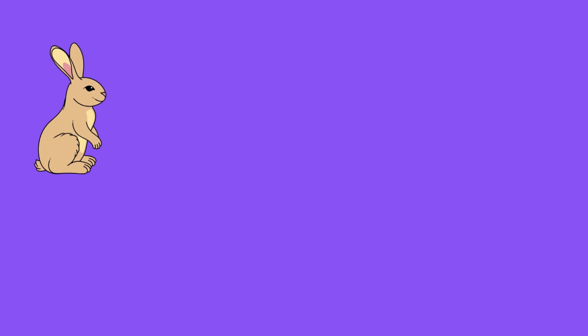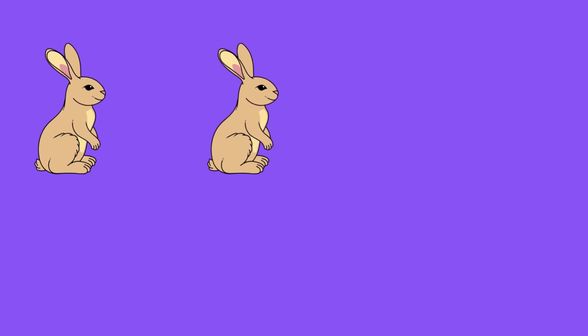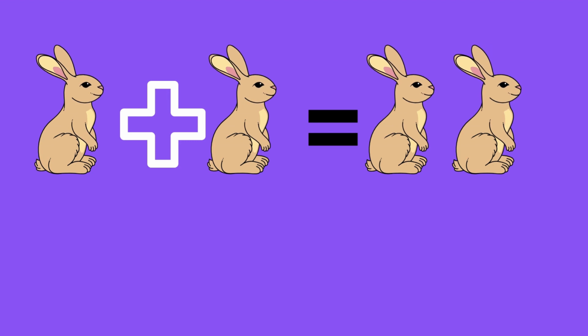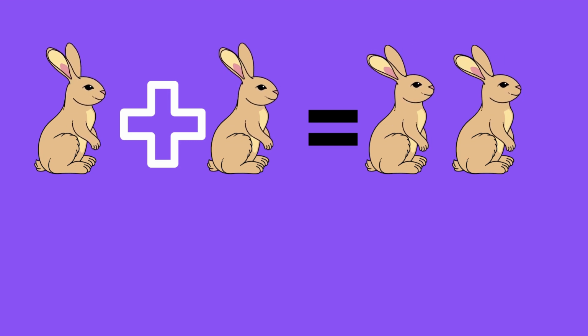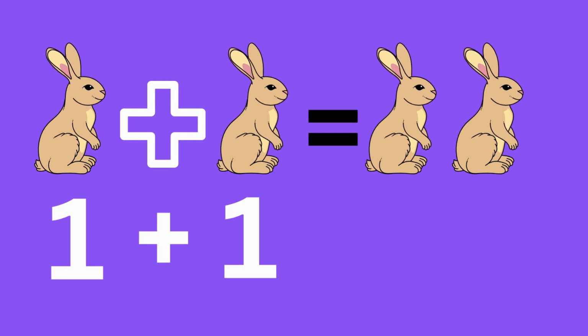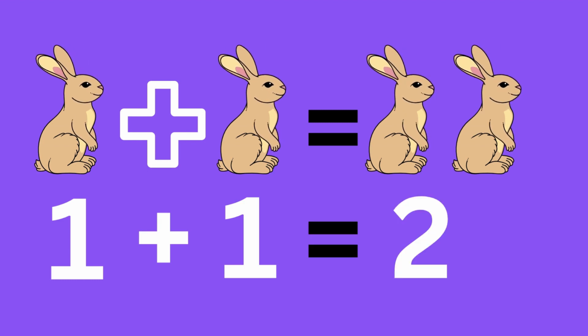There is one rabbit on the farm. Let's add another rabbit. Now we have one rabbit plus one rabbit equals two rabbits. In equation, it is 1 plus 1 equals 2.